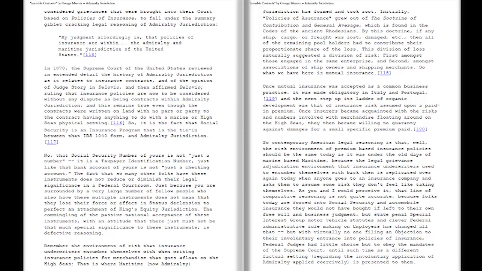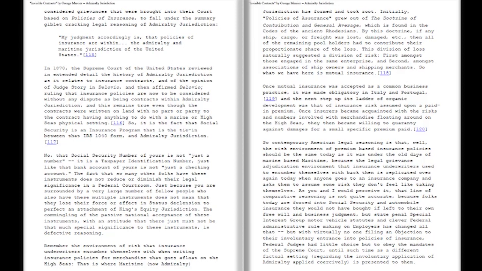The fact that so many other folks have these instruments does not reduce or diminish their legal significance in a federal courtroom. Just because you are surrounded by a very large number of fellow people who also have these multiple instruments does not mean that they lose their force or effect in status declension to perfect an attachment of King's equity jurisdiction. The commingling of the passive national acceptance of these instruments, with an attitude that there just must not be that much special significance to these instruments, is defective reasoning.